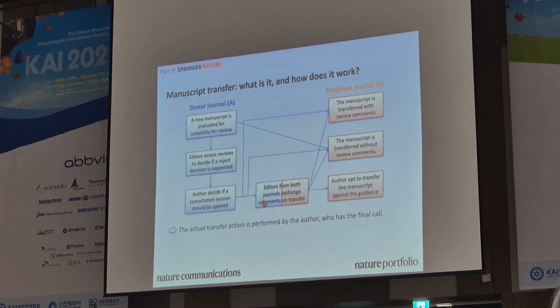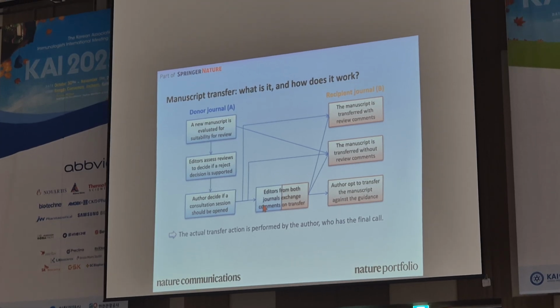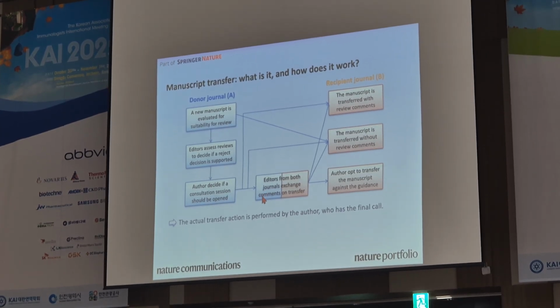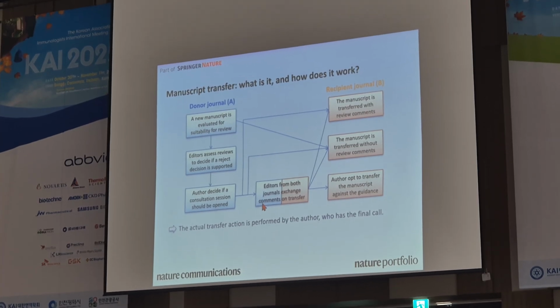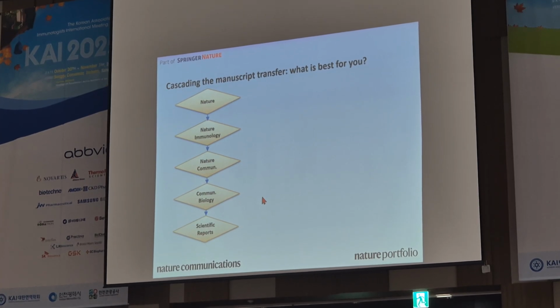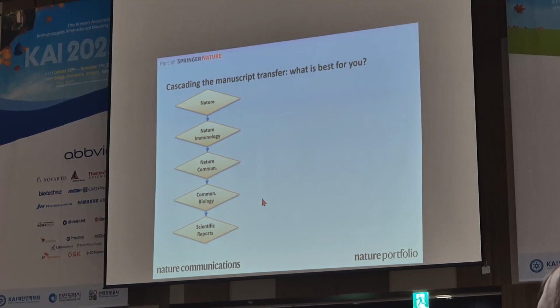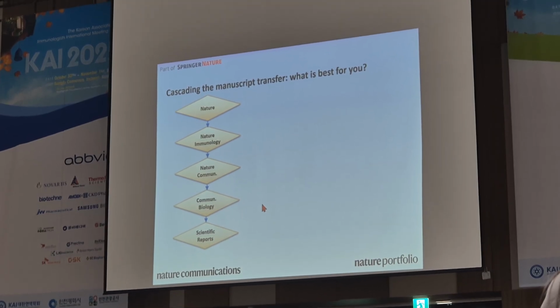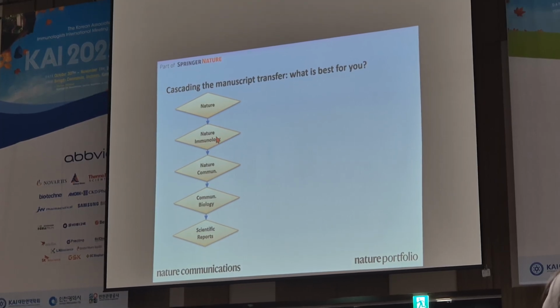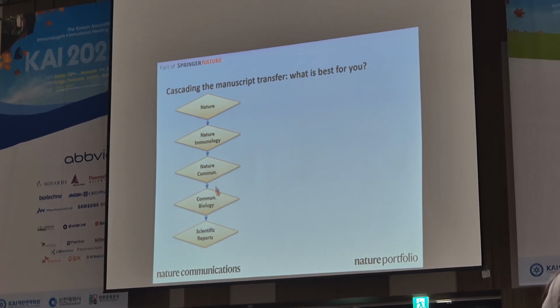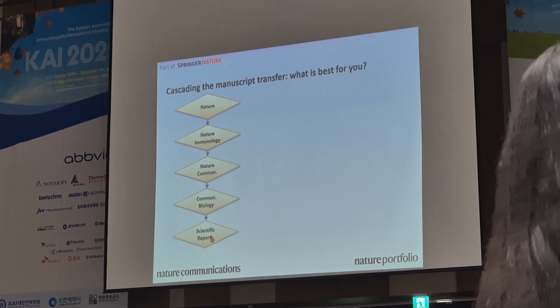So all we do as a donor journal is send you a transfer link. This link will take you to our transfer portal, but from there you can do whatever you want. And when I say whatever you want, you look at the pyramid or the tiers of the Nature portfolio. At Guangzhou we have Nature, then Nature Immunology, Nature Communications right from here. We have Communications Biology, and the very basic foundation with Scientific Reports.